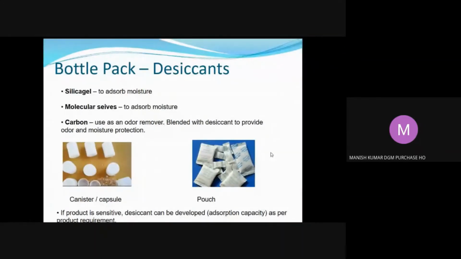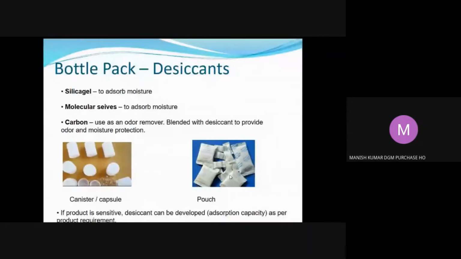The canisters are prepared from HDPE as well as polypropylene, and pouches or sachets are made from Tyvek or some special material they call GD2, those materials. And these have small pores. These are porous materials, and they absorb moisture and odor from the bottles.